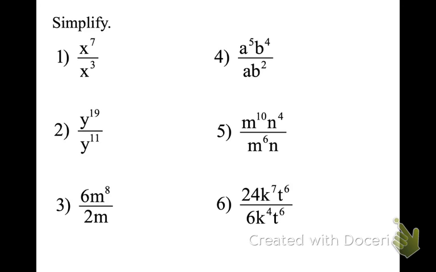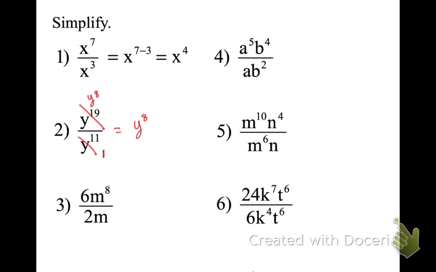We've got, since it's dividing, we are subtracting 7 minus 3, and we're left with x to the 4th. I can take 11 out of the denominator and 11 out of here, and I'm left with y to the 8th over 1. So that equals y to the 8th. I don't need to write over 1.